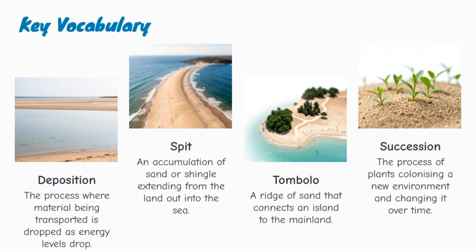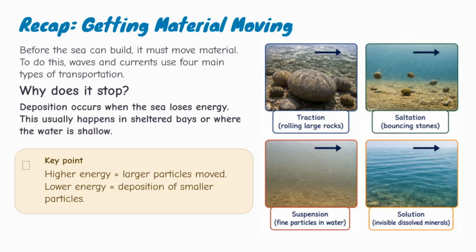The fourth word is succession. Succession is the process where plants colonize a new environment and gradually change it over time. On coasts, succession can happen in sand dunes and salt marshes. These words are important because they help us explain not just what landforms look like, but how they form and develop. Before the sea can build landforms, it has to move material.